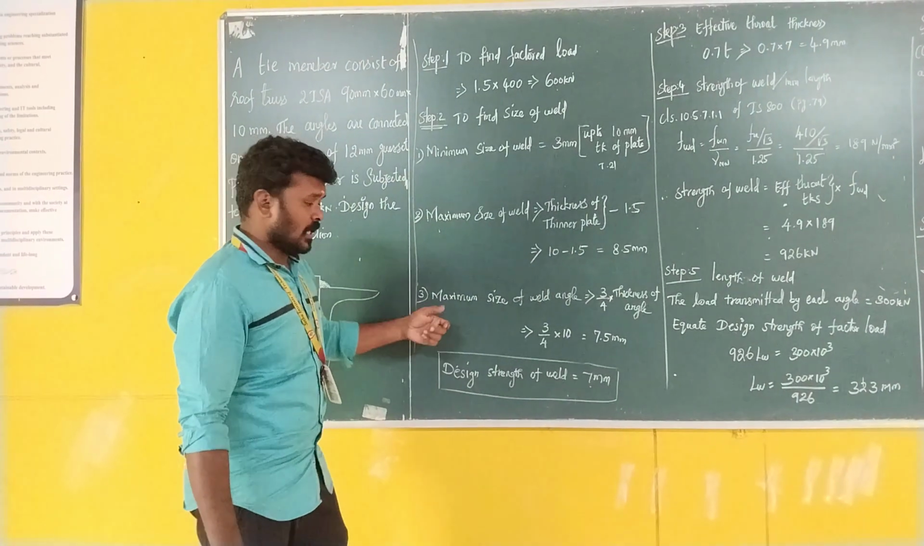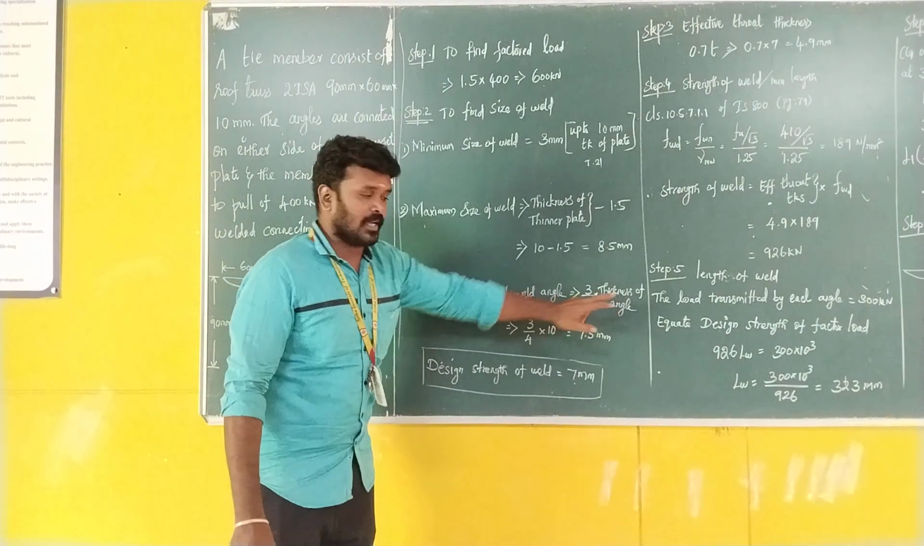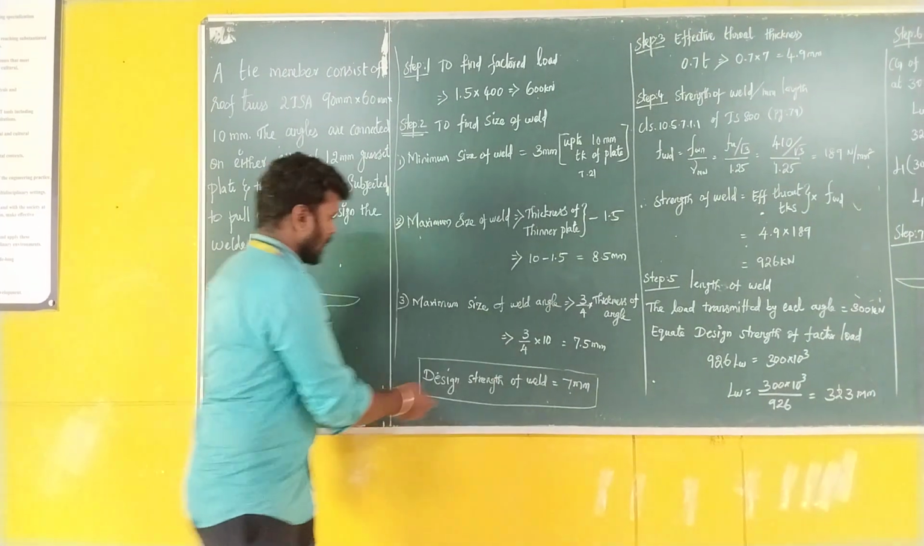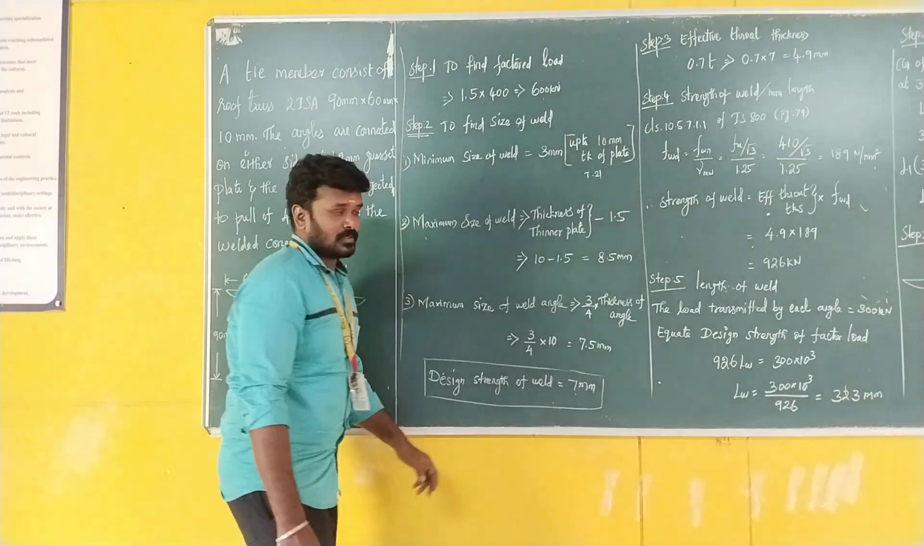The third condition, maximum size of weld is 3 by 4 into thickness of angle. The 3 by 4 into thickness of angle is taken from the angle, 10 mm. The value is 7.5 mm.